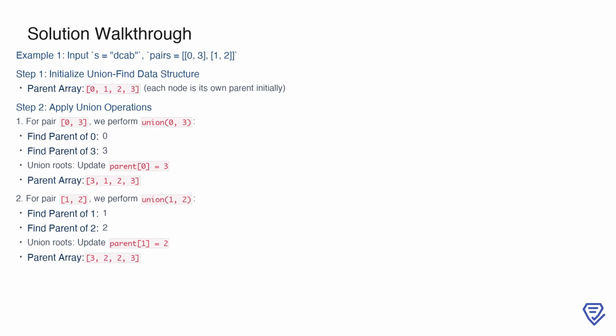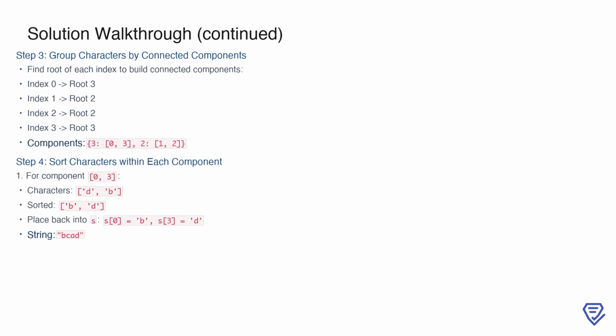For the second pair, 1, 2, the parent of 1 is 1, and the parent of 2 is 2. Again, we unify them by setting parent 1 to 2, giving us the final parent array 3, 2, 2, 3 for this step. Now that the union operations are complete, we group the indices into connected components based on their roots. For index 0, the root is 3, and for index 3, the root is also 3, so they form one component, 0, 3. Similarly, indices 1 and 2 share the root 2, forming the component 1, 2. This gives us the components 3: 0, 3, and 2: 1, 2.